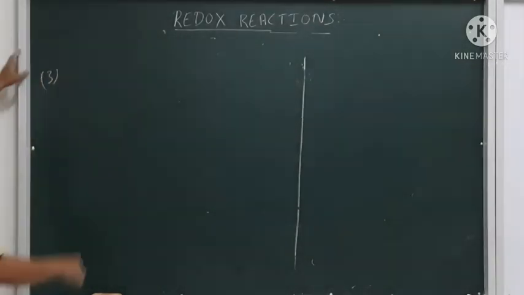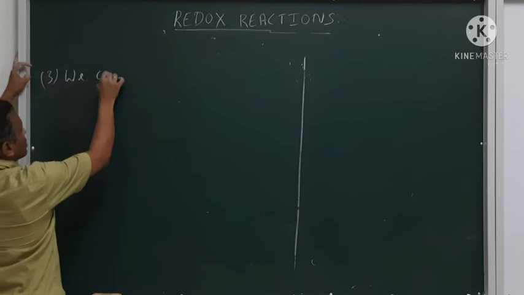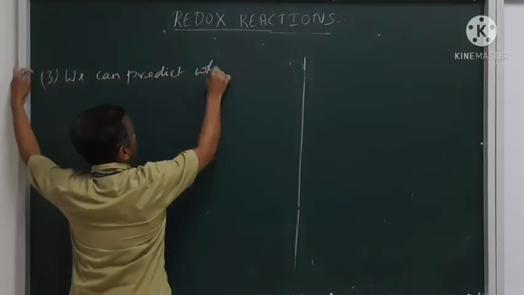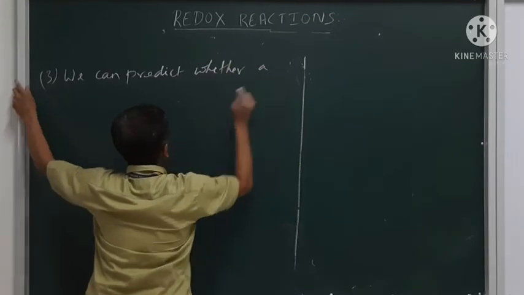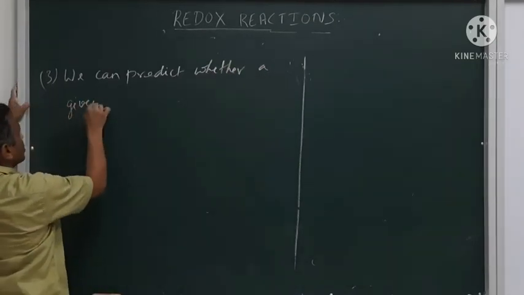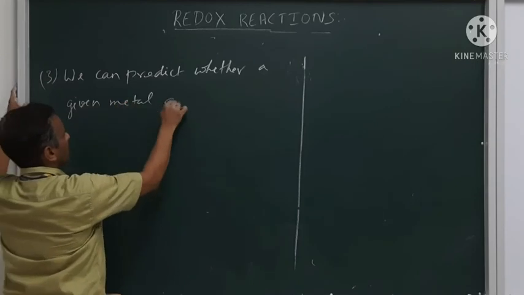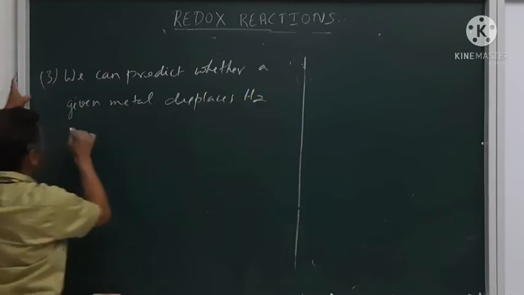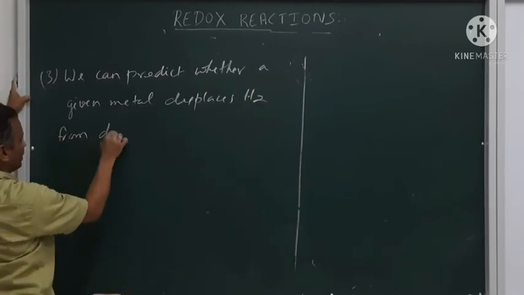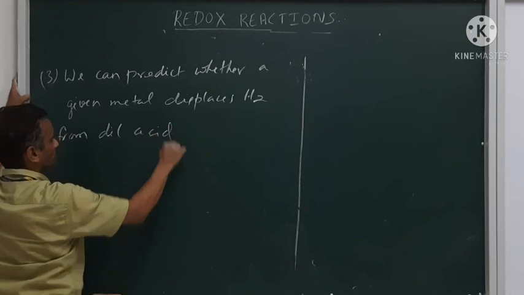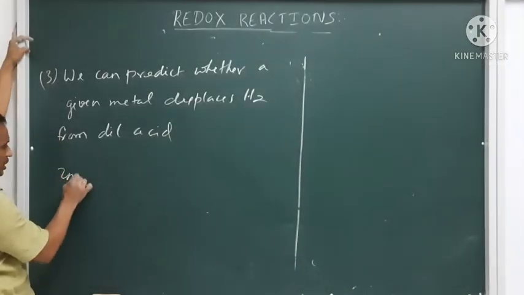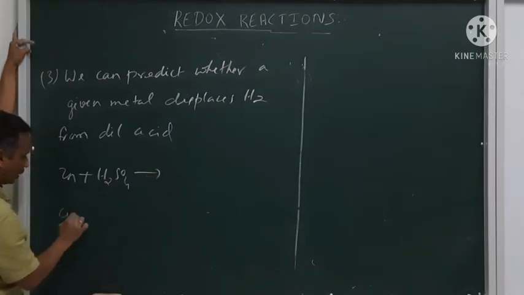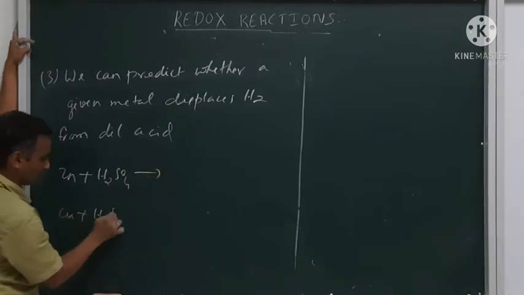Now next, we can predict whether a given metal displaces hydrogen from dilute acid. See here, zinc is treated with sulfuric acid, copper is treated with sulfuric acid, both dilute acids.